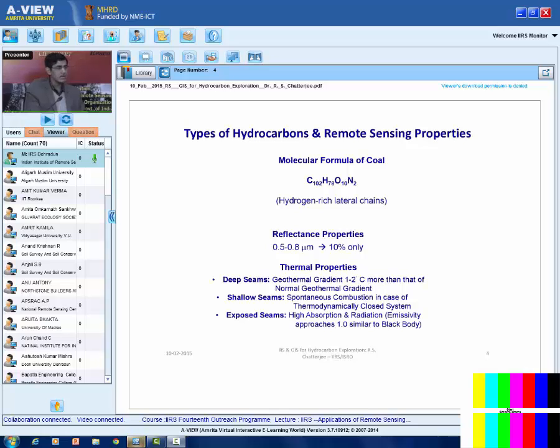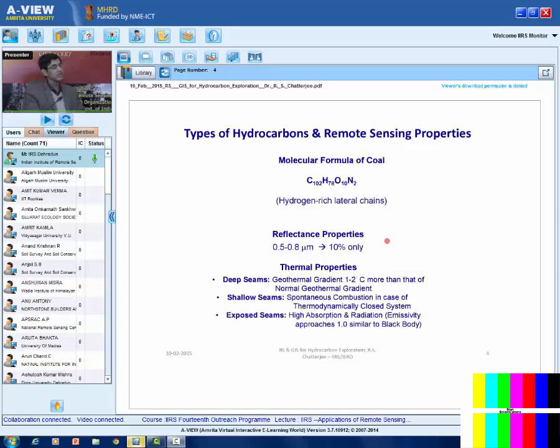First is targeting hydrocarbon in a particular area, followed by what kind of exploration can be done in that area. So to begin, this is coal. This is the composition of coal mostly. You can see it is a very long chain hydrocarbon with hydrogen rich lateral chains. And if you see the remote sensing properties of coal, it is black, almost like a black body.